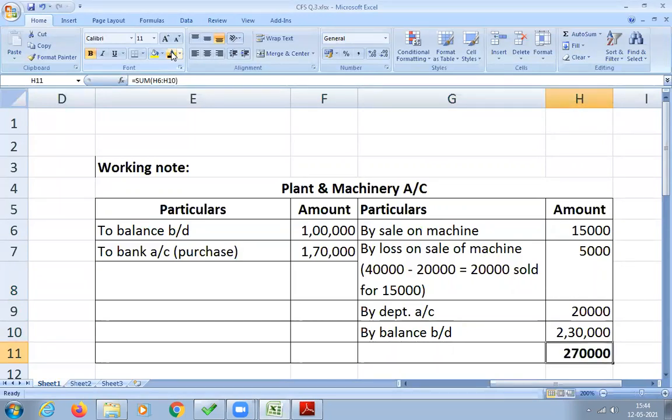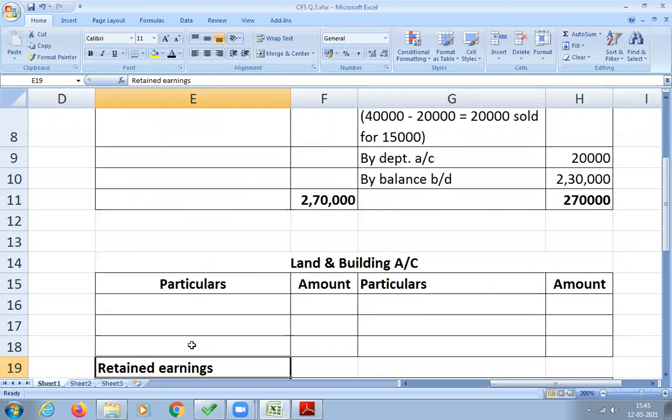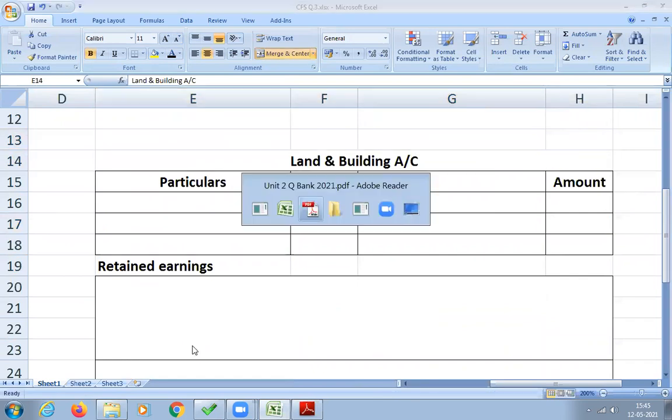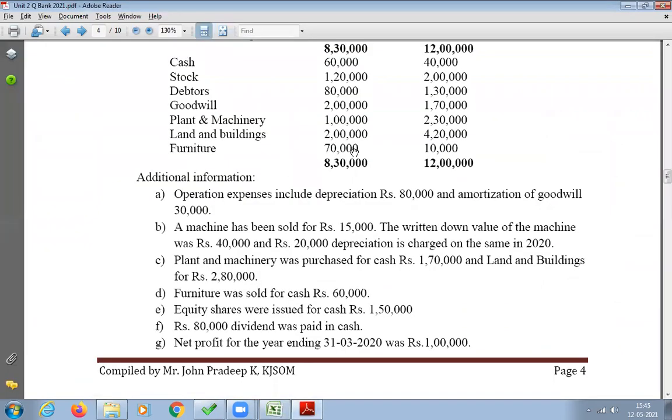2,70,000. And on the debit side, any balancing figure? 2,70,000. Same, sir. It is the same. So there is no need to prepare a balancing figure. Clear? So there is one purchase and one sale. Please remember. Next, we will look at land and building also, because before we go to the cash flow statement, look at the land and building.